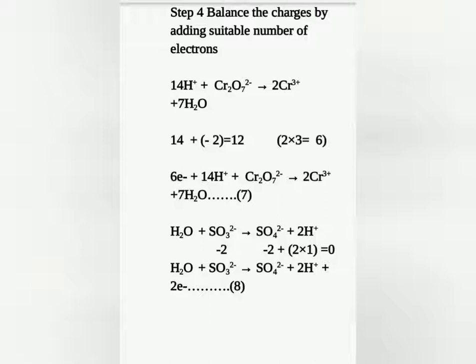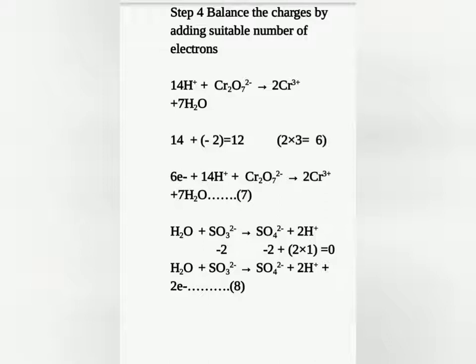So in the first equation, on the left hand side you will have to add 6 electrons. Similarly, in the second half reaction, water does not have any charge, SO3 2 minus has a charge of -2, and SO4 2 minus again has -2, but 2 H plus is there on the right hand side, so that will be counted as 2. So in total the left hand side will be -2 and the right hand side will be 0. So to equalize, you will have to add 2 electrons on the right hand side of the second equation.